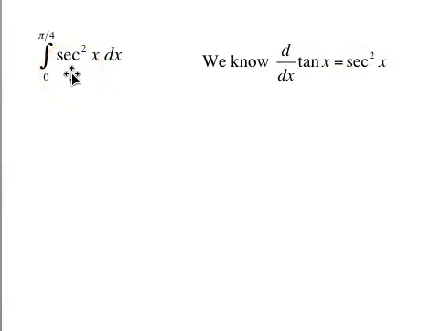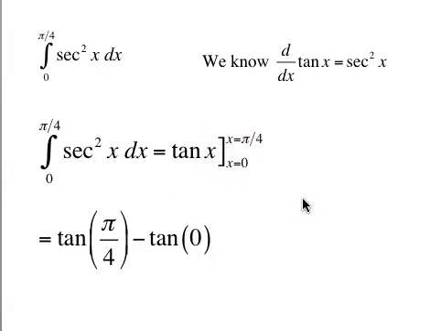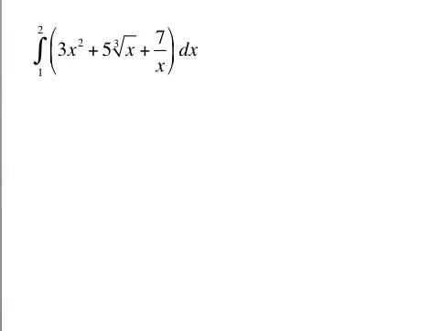So we're going to evaluate the antiderivative, tangent of x, as x goes from 0 to pi over 4, which will be tangent of pi over 4 minus tangent of 0. And then we need to know our trigonometry. Tangent of pi over 4 is 1, tangent of 0 is 0, 1 minus 0, so our answer to that question is 1. And I think I have one more example to look at.